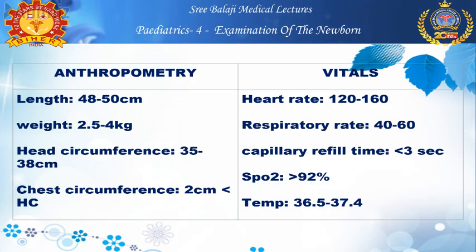The last vital is the SpO2. That should be above 92%. Usually it is recorded on the right upper limb.